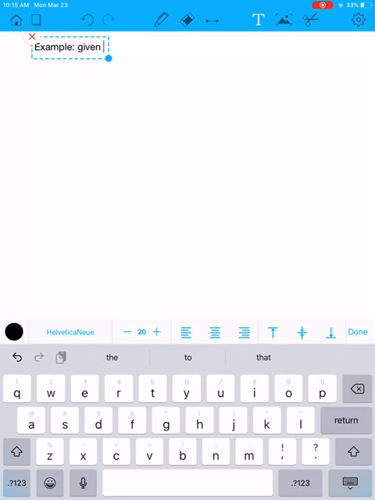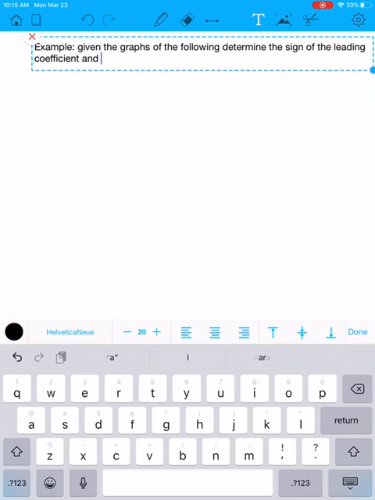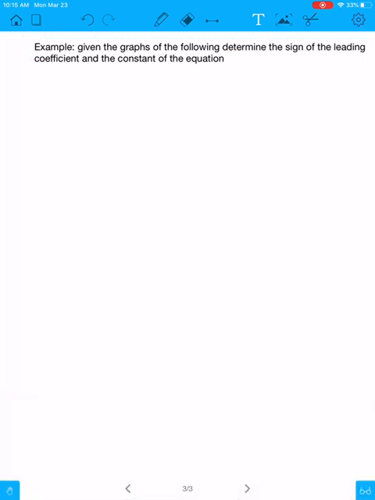Given the graphs of the following, determine the sign of the leading coefficient and the constant of the equation y = ax² + bx + c.